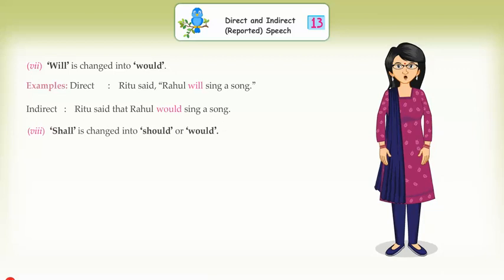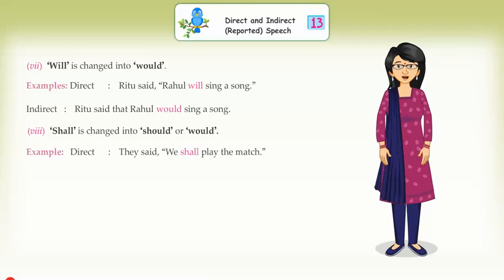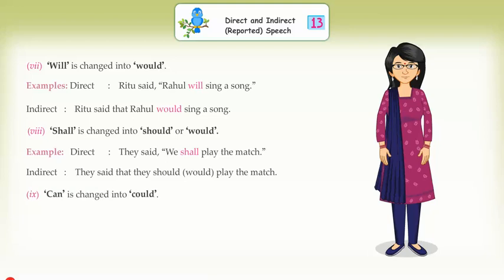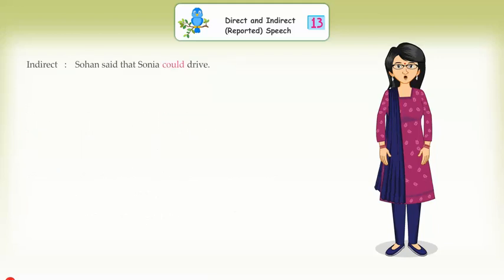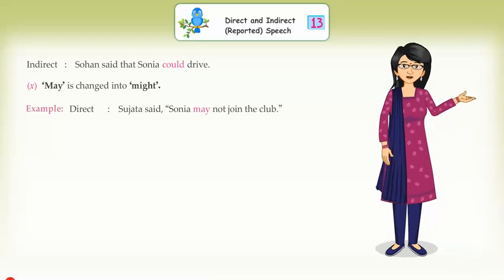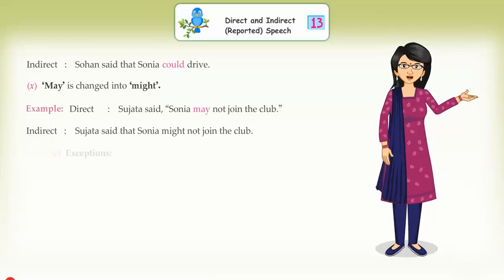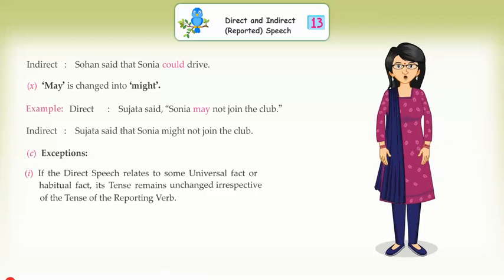8. Shall is changed into should or would. Example. Direct: They said, "We shall play the match." Indirect: They said that they should, would play the match. 9. Can is changed into could. Example. Direct: Sohan said, "Sonia can drive." Indirect: Sohan said that Sonia could drive. 10. May is changed into might. Example. Direct: Sujata said, "Sonia may not join the club." Indirect: Sujata said that Sonia might not join the club. C. Exceptions. 1.